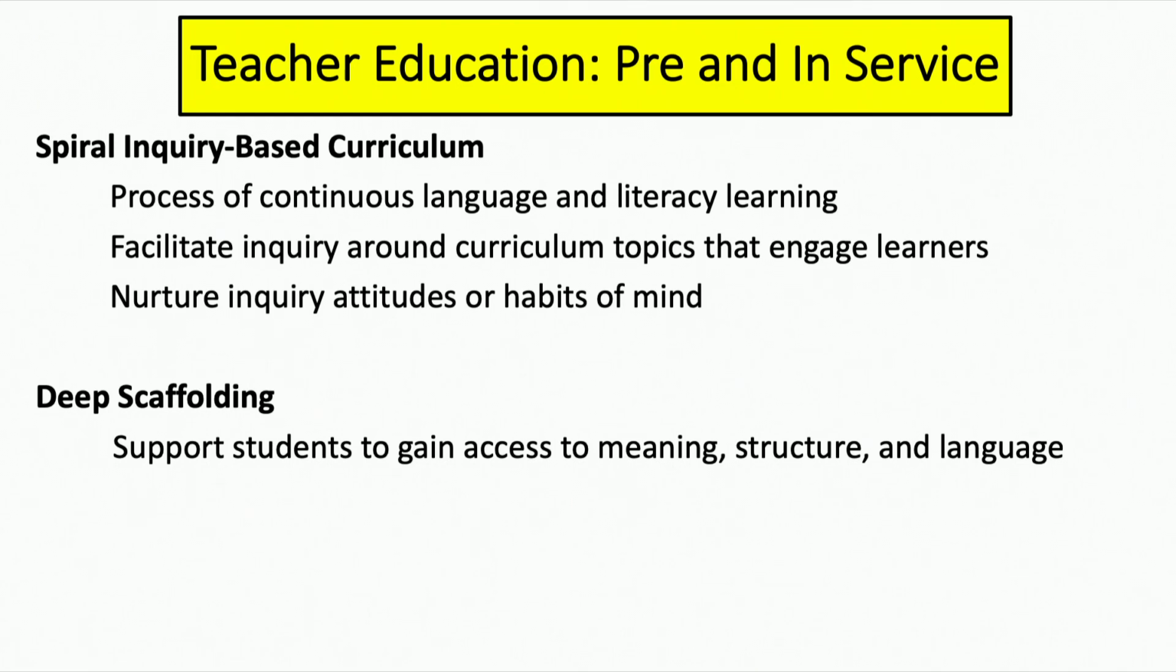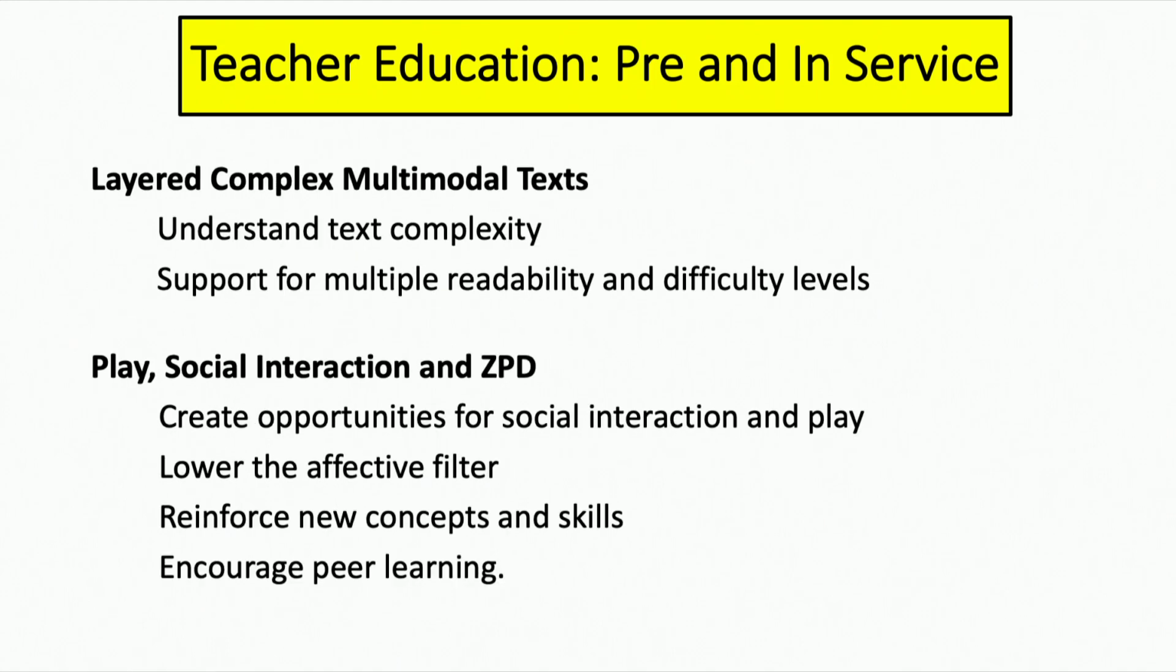Deep scaffolding, they need to understand how to support meaning, language, and structure, right? All those intricacies that go along with that deep scaffolding. Again, the layered, complex, multimodal text, so they need to understand the qualitative way in which we look at text complexity, the quantitative, right, so the Lexiles and the word counts, and then they also need to understand their students. So how do I match this with kids?